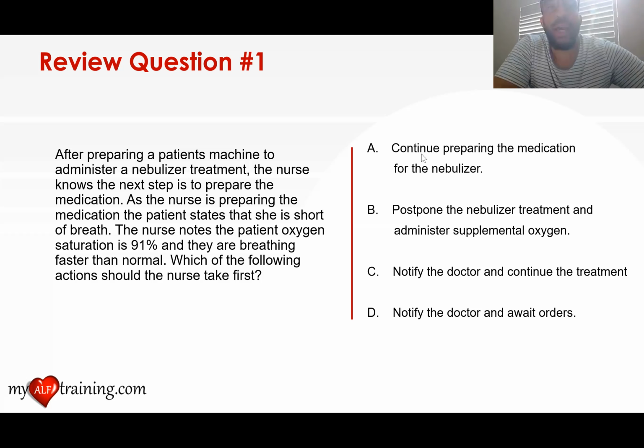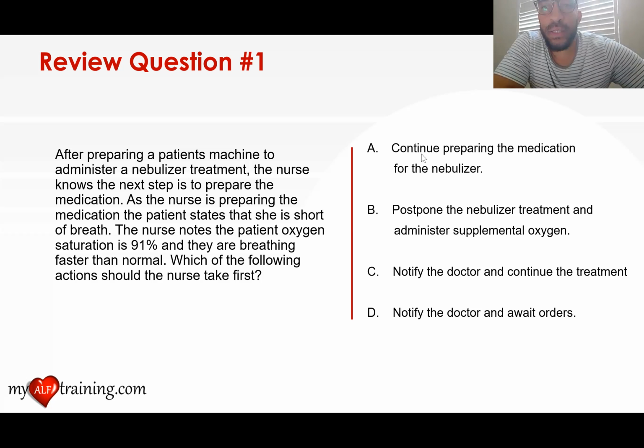Question 1. After preparing a patient's machine to administer a nebulizer treatment, the nurse knows the next step is to prepare the medication. As the nurse is preparing the medication, the patient states that she is short of breath. The nurse notes the patient oxygen saturation is 91% and they are breathing faster than normal. Which of the following actions should the nurse take?